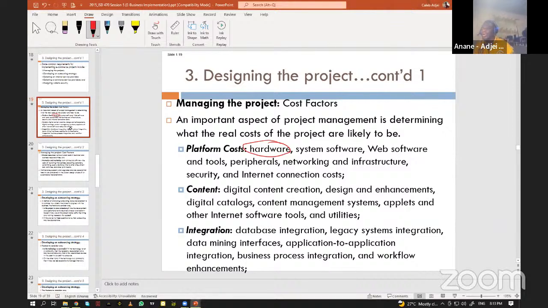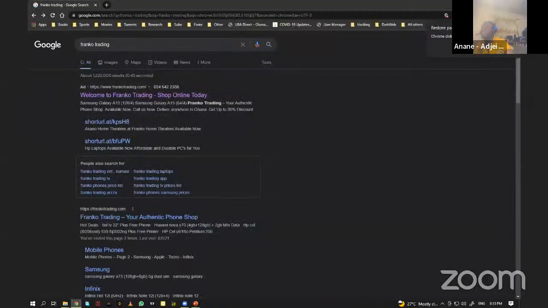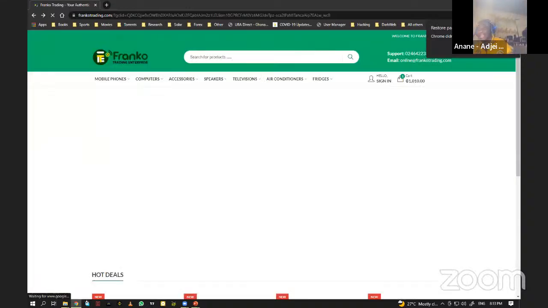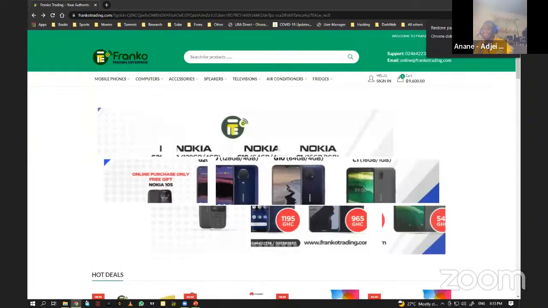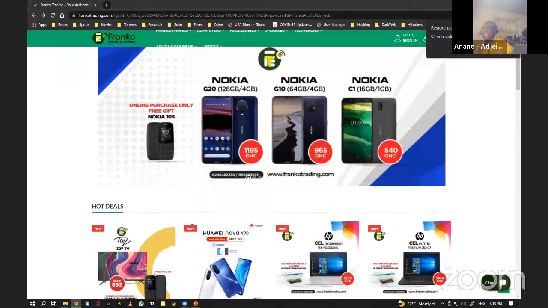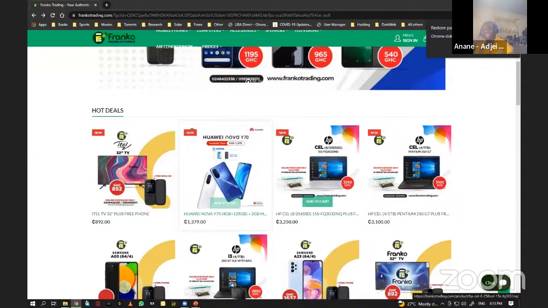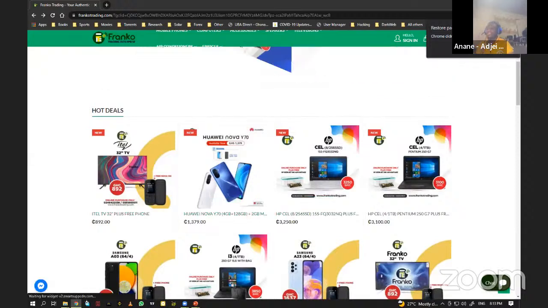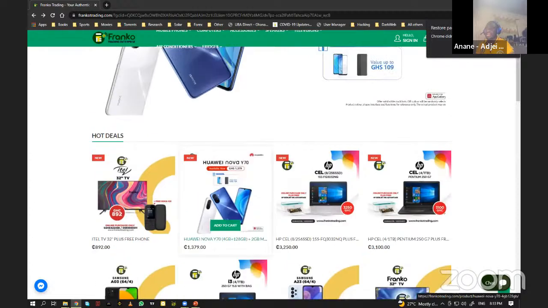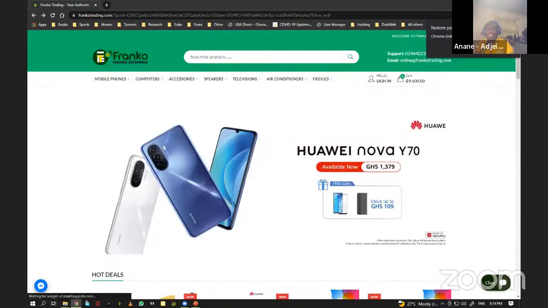Then also the content: digital content creation, design, enhancement, digital catalog. So if I'm to take you to Francophones, like I just showed you some few minutes ago, you realize that all the phones and the other things that Francophones are displaying on their site, they take their time to get somebody to design and put the prices and all these graphics. So these are part of content creation. So sometimes the pictures alone are very catchy. That can make somebody even buy the product.